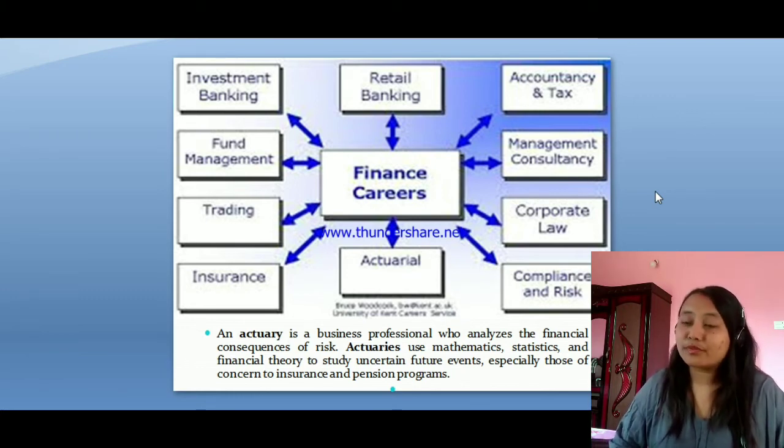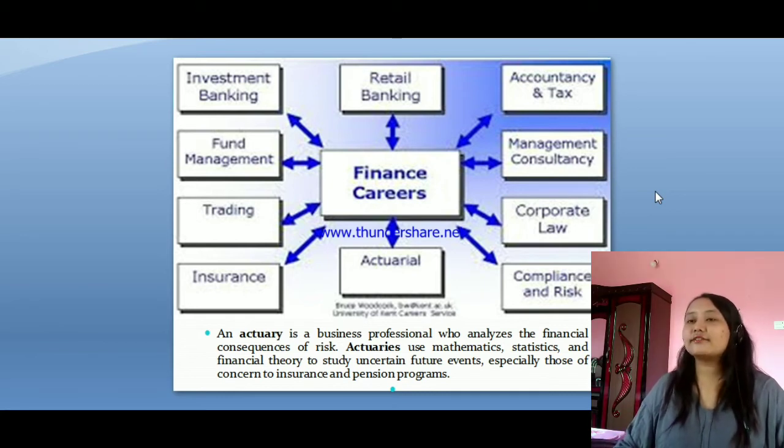In the context of financial careers in the academic sector, we have retail banking, accountancy and tax, and management consultancy. Management consultancy mainly focuses on counseling or giving advice on how to properly manage an organization. This is a very emerging subject. Most people don't know about it, but it is very emerging. And next is corporate law, another is compliance and risk, another is actuarial.